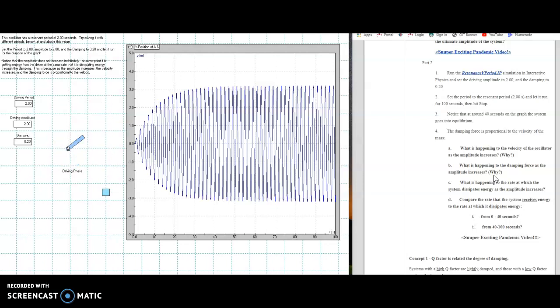Okay, so compare the rate that the system receives energy to the rate at which it dissipates energy. Well, from 0 to 40 seconds, the amplitude's increasing, so it must be receiving energy faster than it gets rid of it. And from 40 to 100 seconds, it seems to be more or less in equilibrium, right? So it's dissipating energy at the same rate that it gets it. That's what's going on here. I'm sorry that you can't sit here and mess with this. Well, there it is. All right.